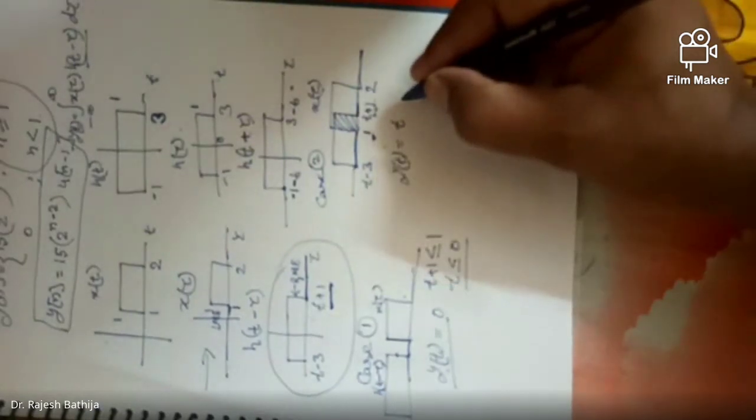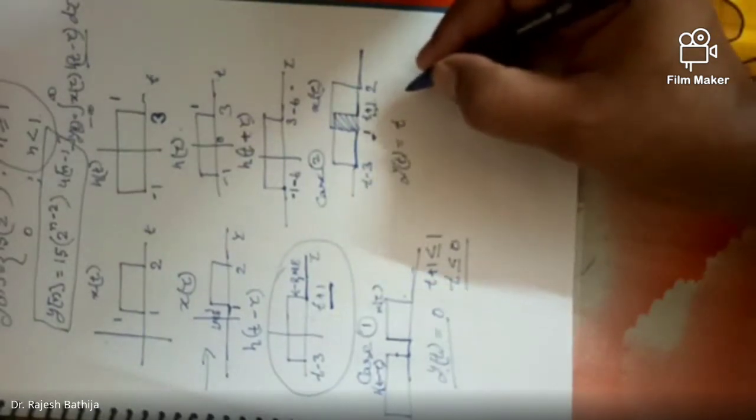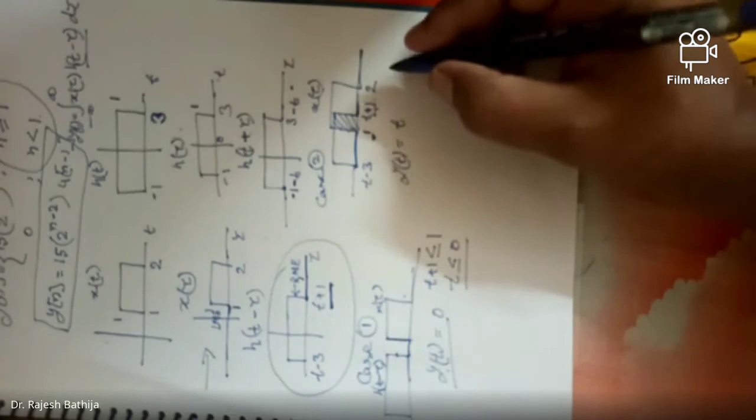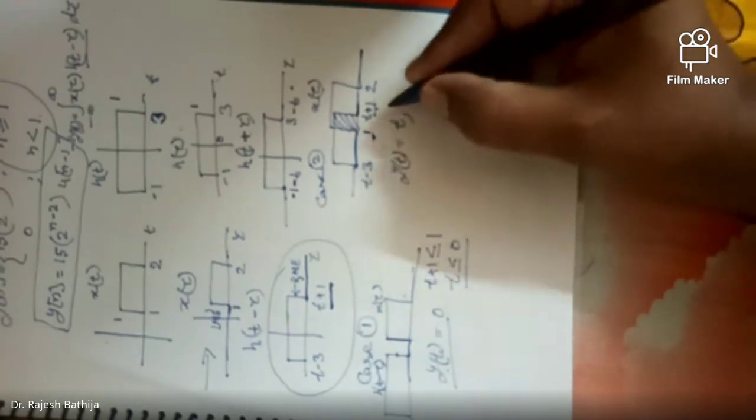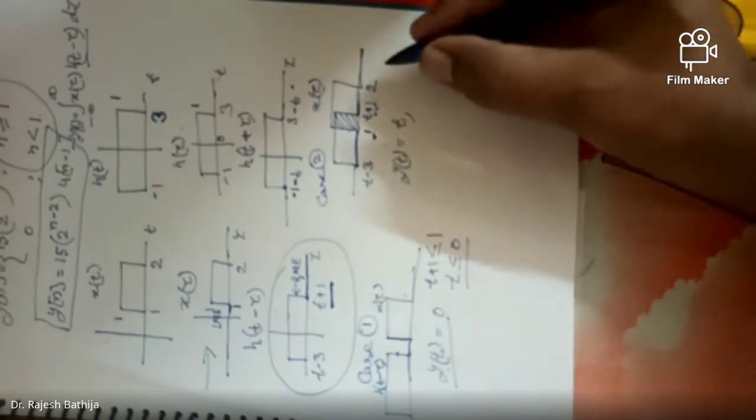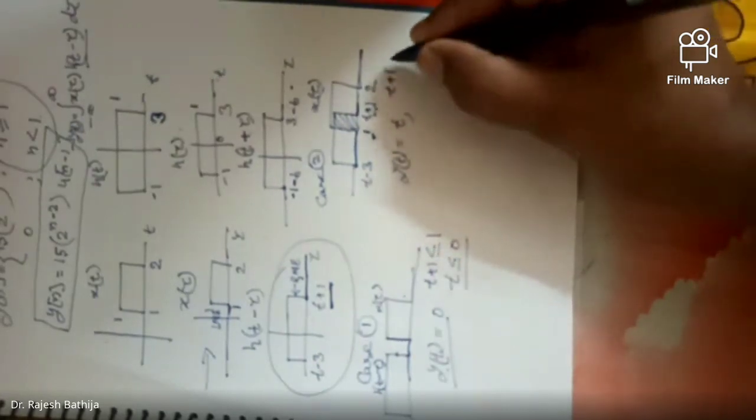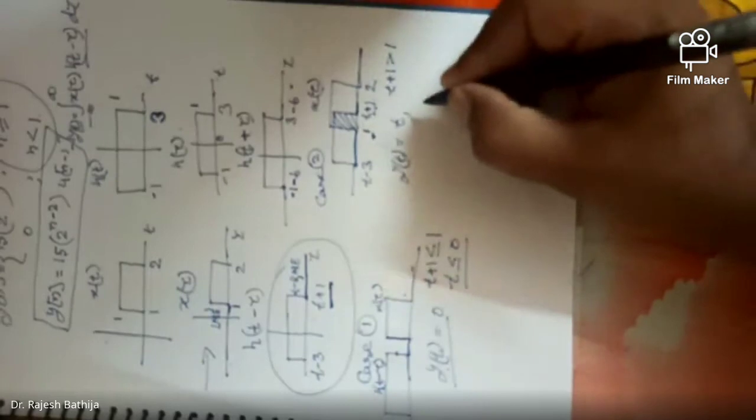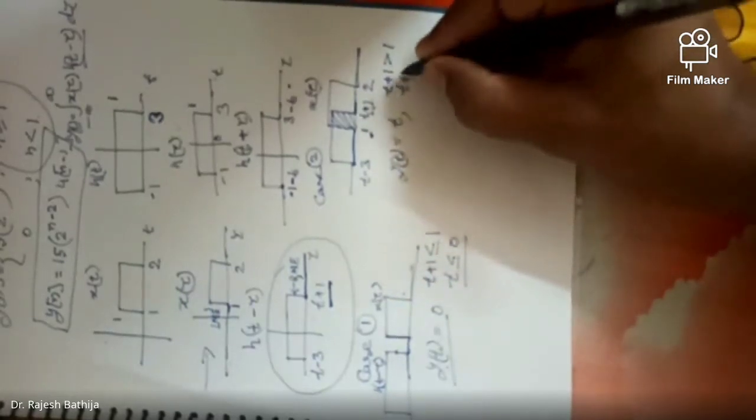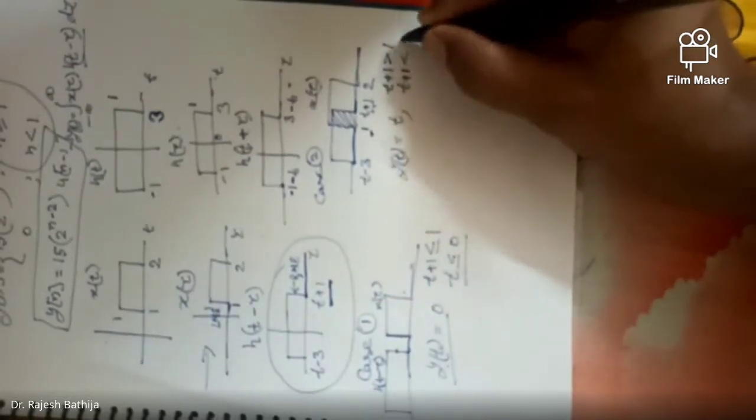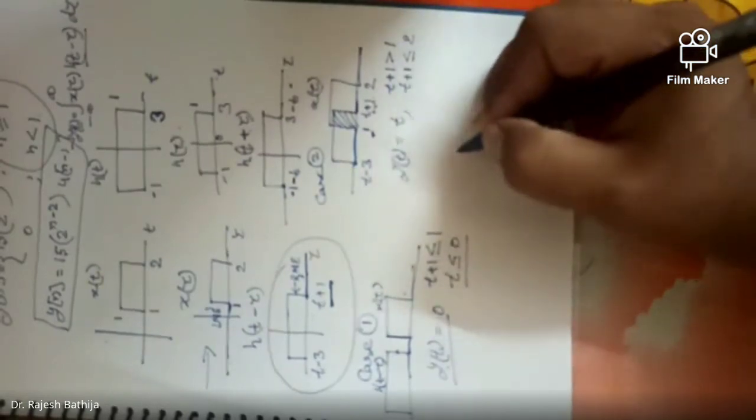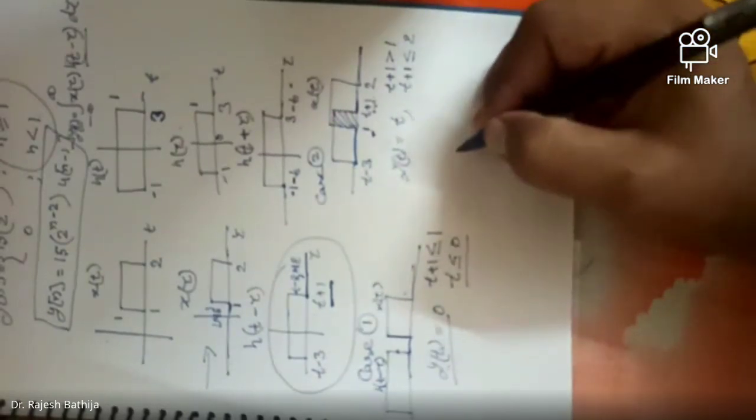And this is the case where this case will arise. Can anybody help me? When will this case arise? When t plus 1 should be greater than 1, but at the same time t plus 1 should be less than or equal to 2. Is that fine?